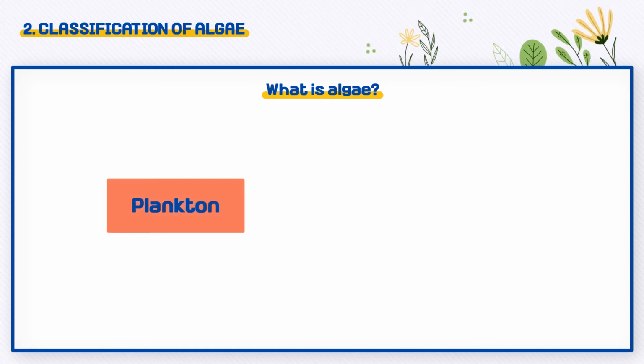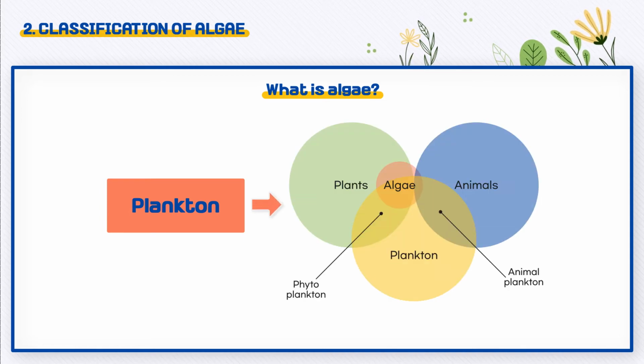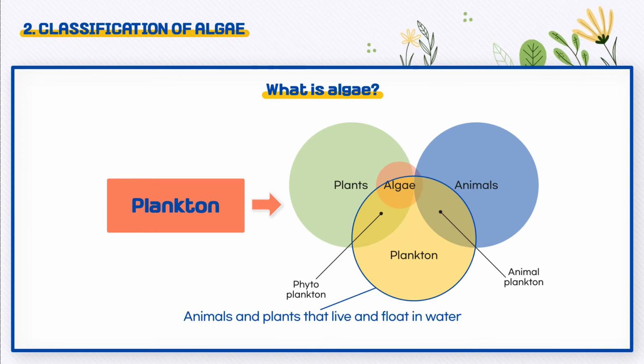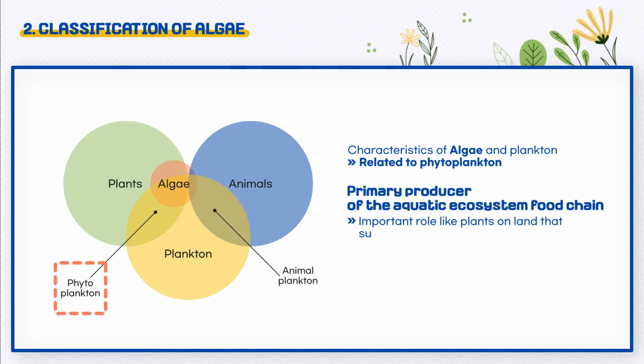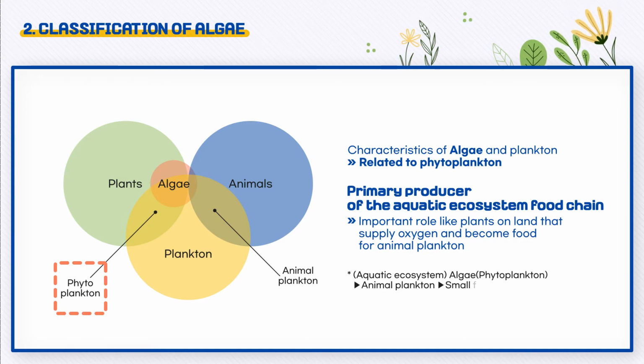If so, what is plankton? Plankton refers to all animals and plants living and floating in water. That is, plankton can be divided into phytoplankton when they have plant characteristics and animal plankton when they have animal characteristics. Out of these, the group with the characteristics of both algae and plankton relates to phytoplankton. As the primary producer in the food chain of the aquatic ecosystem, the phytoplankton performs important roles like plants on land, such as supplying oxygen and becoming food for animal plankton.